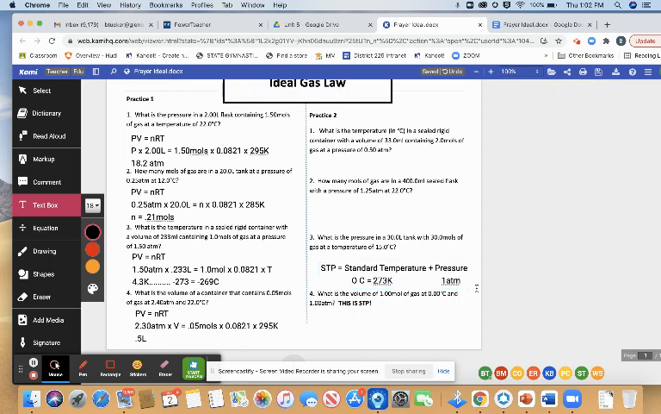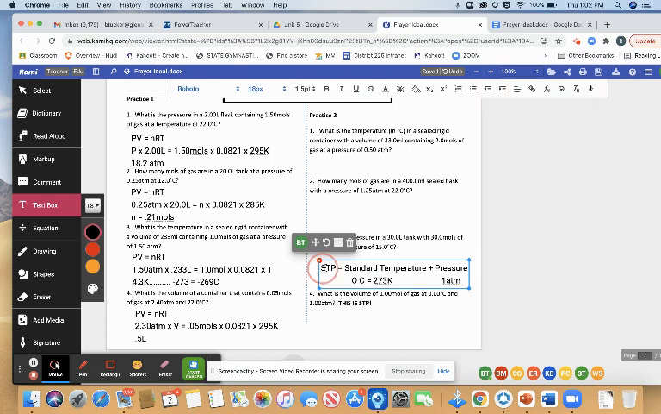Now, later on, we are going to learn that we can use STP values as a shortcut method. And I just want to sneak this in ahead of time: STP stands for standard temperature and pressure. Standard temperature is 0 degrees Celsius or 273 Kelvin, and standard pressure is 1 atm. Okay, so now what's the volume of 1 mole of gas at 0 degrees Celsius and 1 atm?